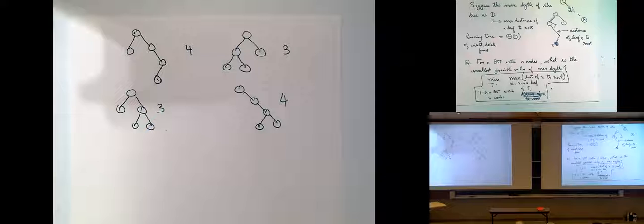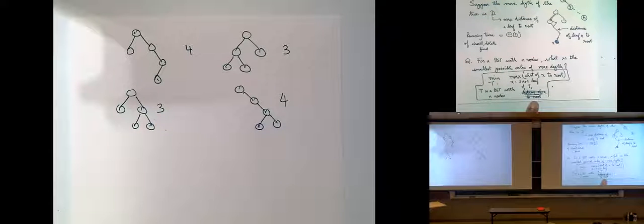So for every tree, there's this number. What is the minimum value of that number over all possible trees with 5 nodes? That's what this expression is saying. I'm saying, what is the minimum possible depth over all trees with n nodes? If you think about this, you can't beat 3. Right? You cannot beat 3 here.